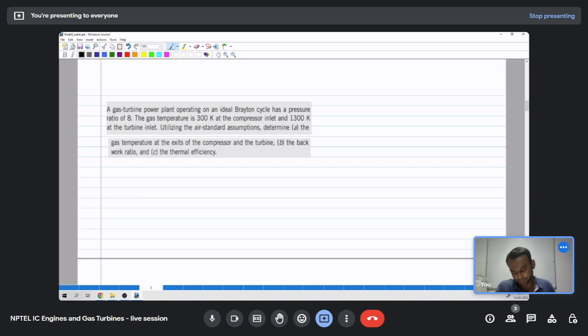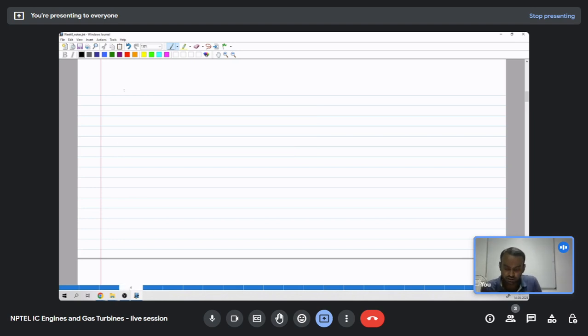So here we need to calculate the temperature at the exit of the compressor and turbine, and they ask us to find something called back work ratio and thermal efficiency. So the expression for efficiency would be straightforward. Generally we call efficiency as desired work output or desired output by input. So in case of heat engines, it will be work output by heat input.